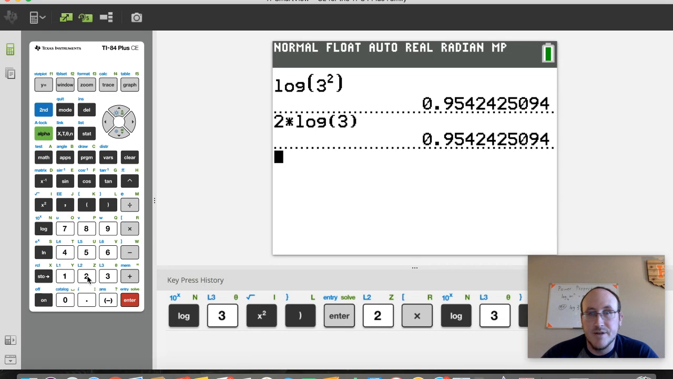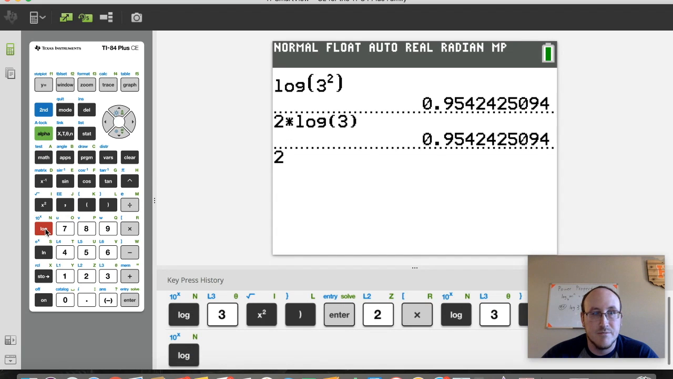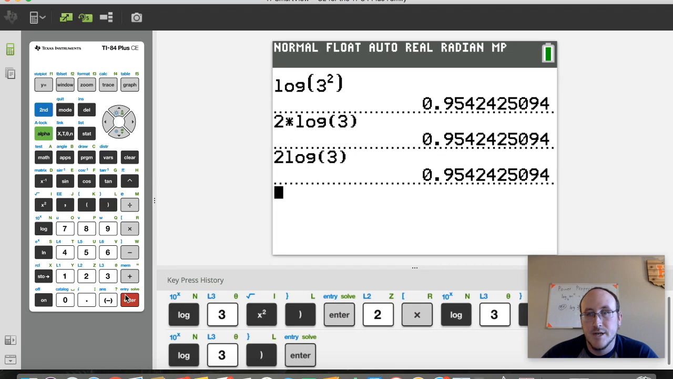And as a matter of fact, you don't have to type the multiplication. You don't have to type the times in the calculator right there. You can just type 2 log 3 and it will assume that you're joining that with multiplication. So you can see that all of those are equivalent expressions.